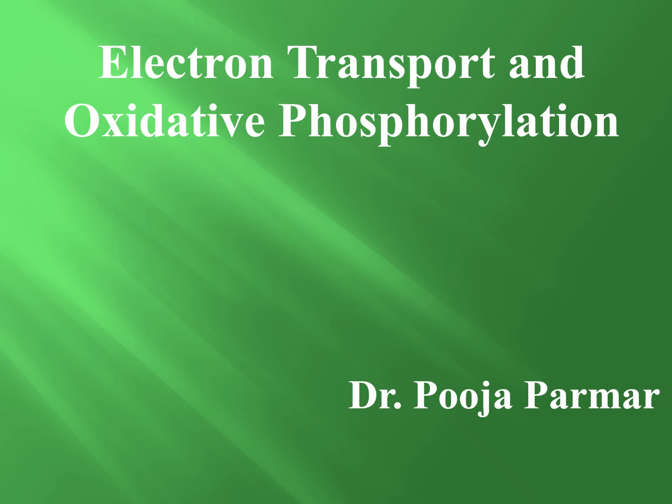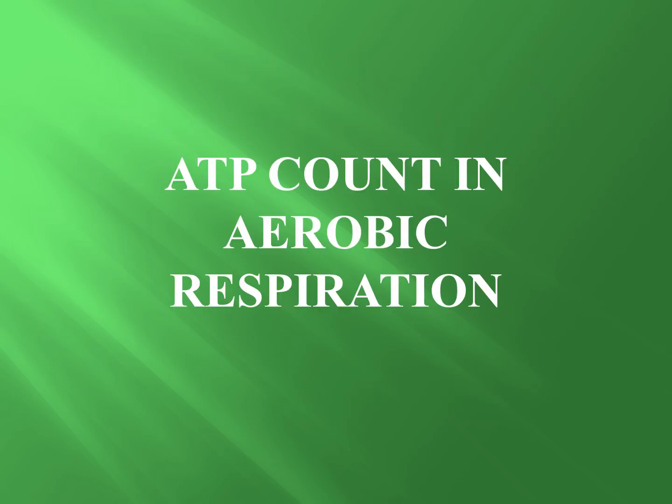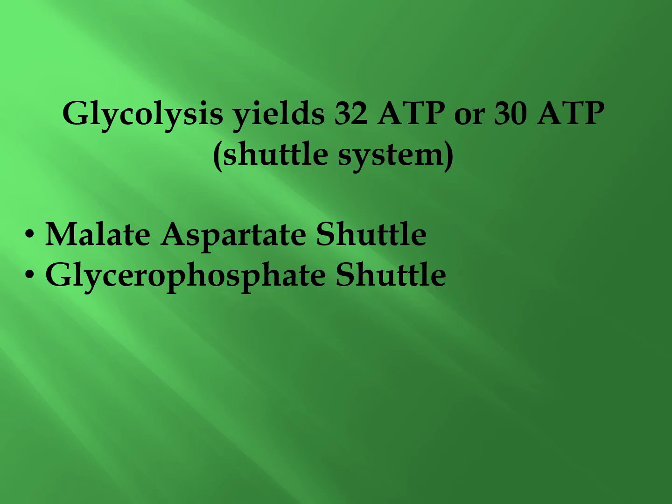I'm Dr. Pooja and we were discussing electron transport chain and oxidative phosphorylation. In the previous lecture we discussed the ATP count in the aerobic respiration of glucose, and you must have read in different books that glycolysis yields 32 ATP or 30 ATP, and we see there is a difference of 2 ATPs. That is actually on the basis of the shuttle system.